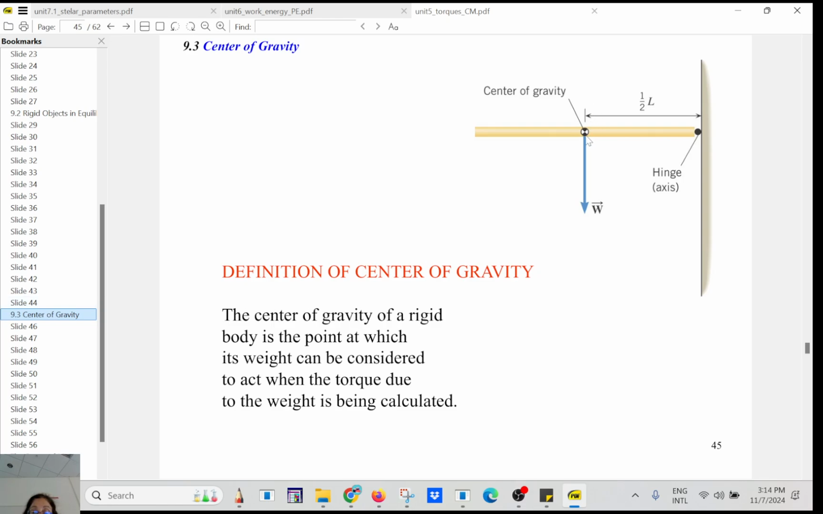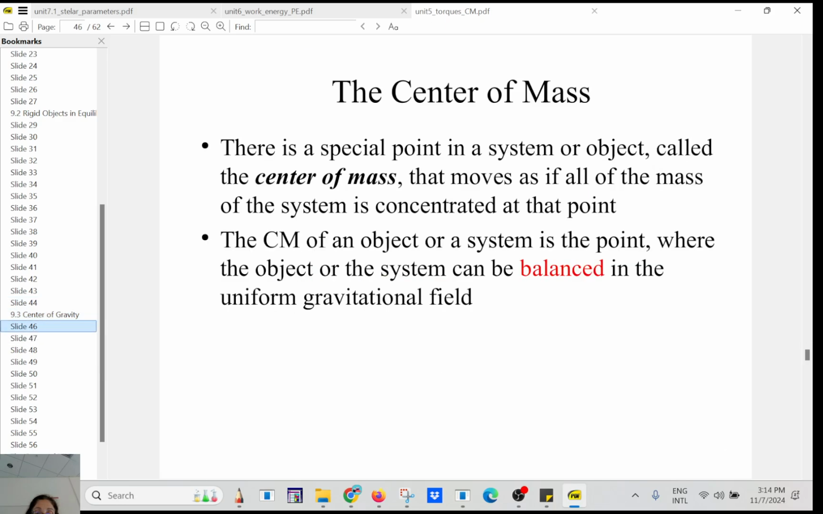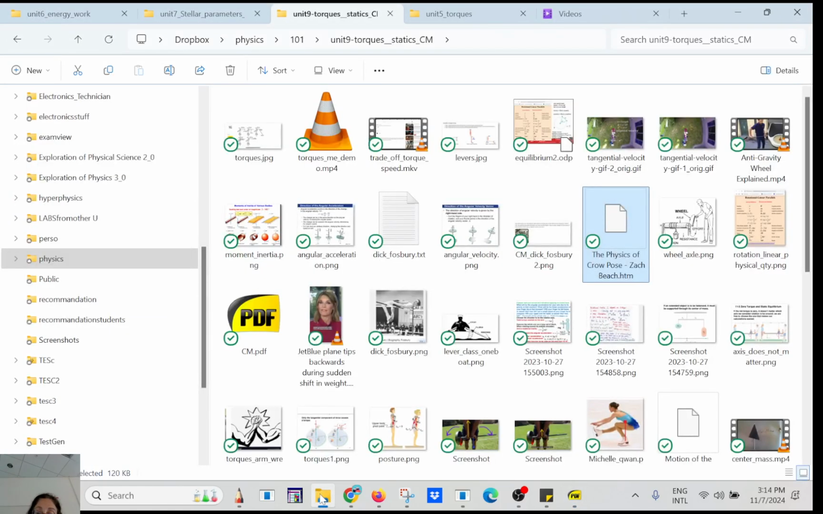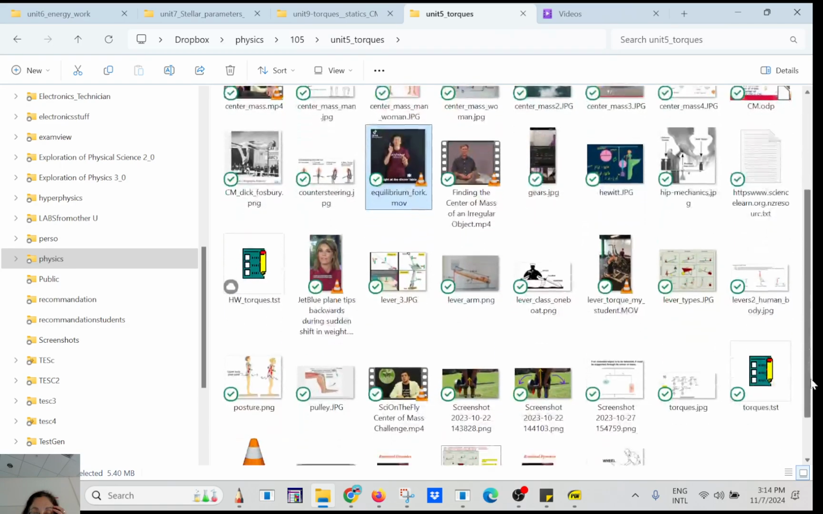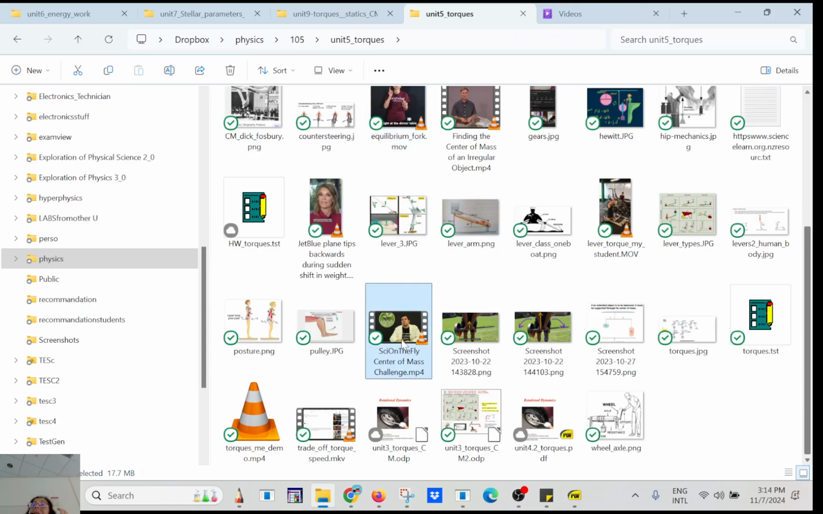Okay, so center of gravity here, and the center of mass. I'm going to give you examples of some cool demos. If I find the video here, I'm going to accelerate. Maybe it's going to inspire you if you want to do some demo, and it's about the center of mass.